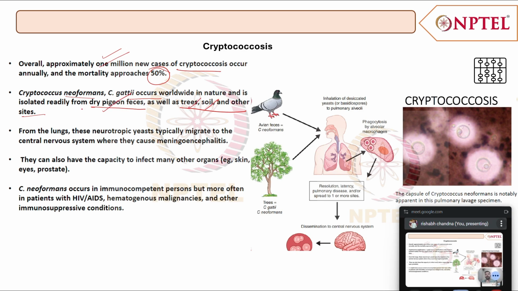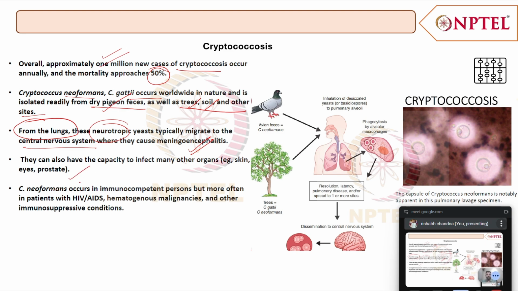From the lungs, these neurotropic yeasts typically migrate to the CNS, where they cause meningoencephalitis. So from the lungs, in which they have been inhaled, these yeasts are neurotropic because they can easily go into the CNS and cause meningoencephalitis. They also have the capacity to infect many other organs, for example skin, eyes, and the prostate.